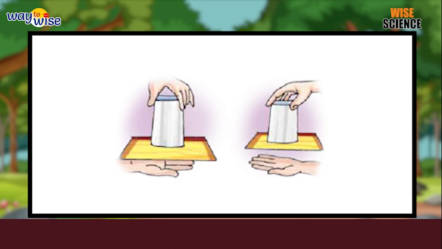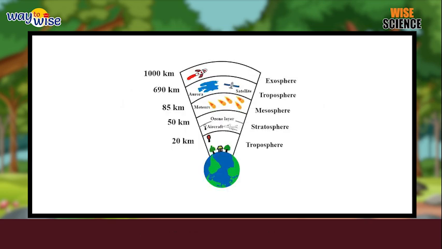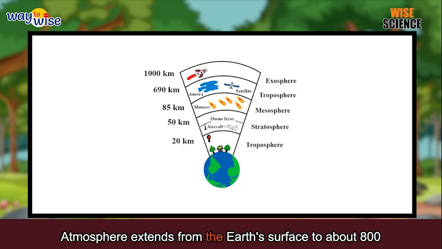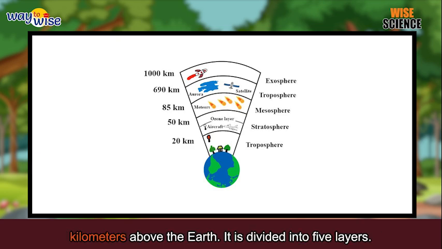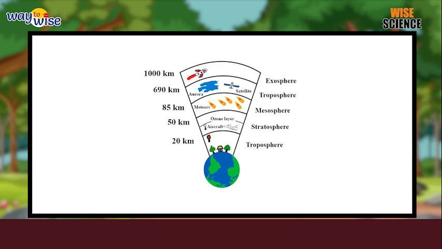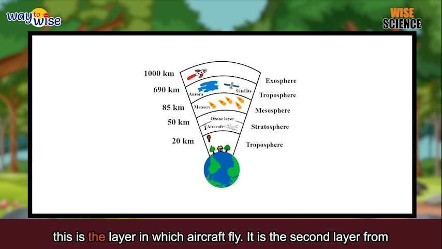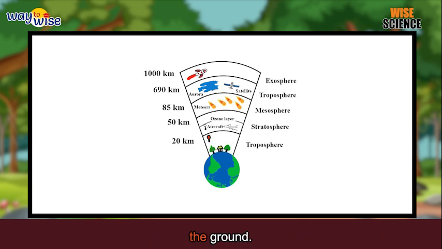Layers of atmosphere. Atmosphere extends from the Earth's surface to about 800 kilometers above the Earth. It is divided into 5 layers. Troposphere. It is the layer of the atmosphere closest to the Earth's surface. Weather changes in troposphere. Stratosphere. This is the layer in which aircraft fly. It is the second layer from the ground.